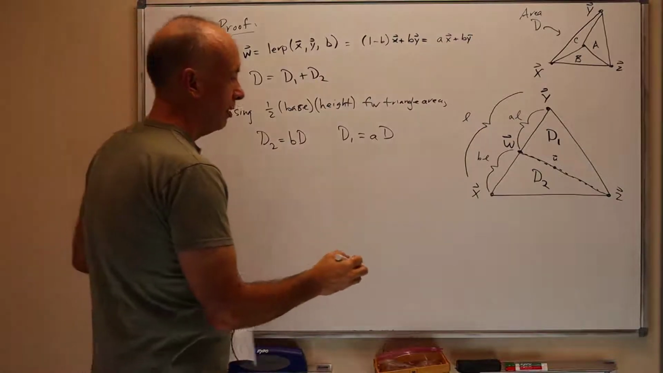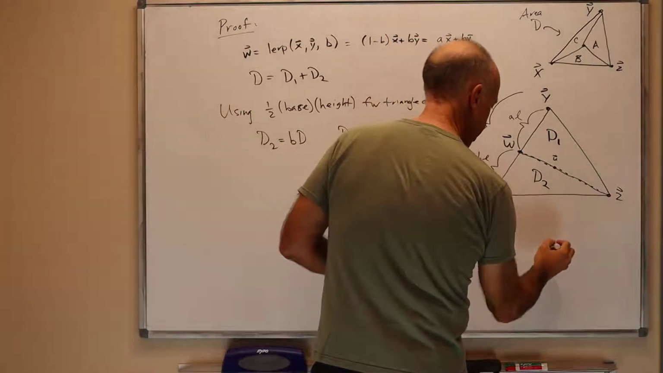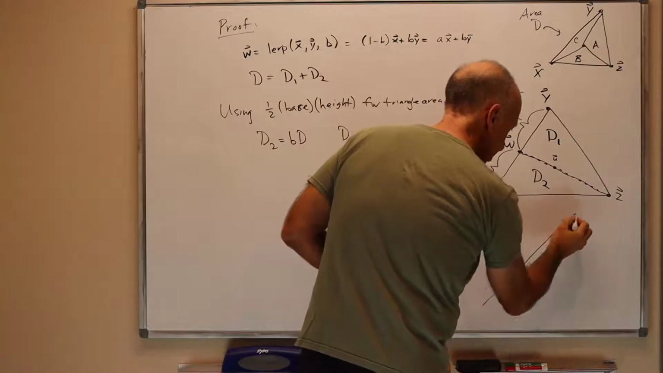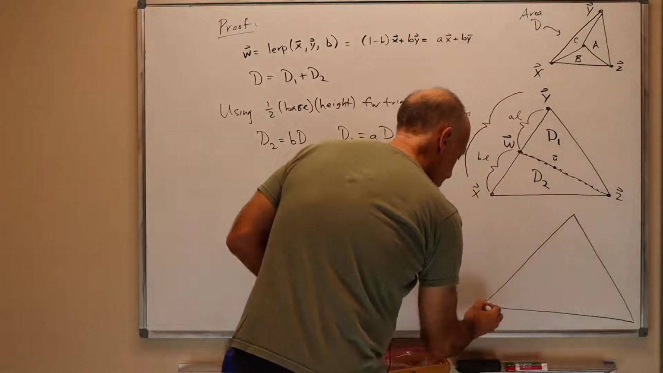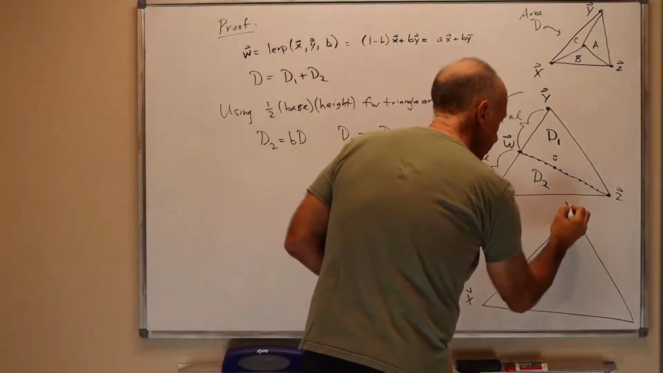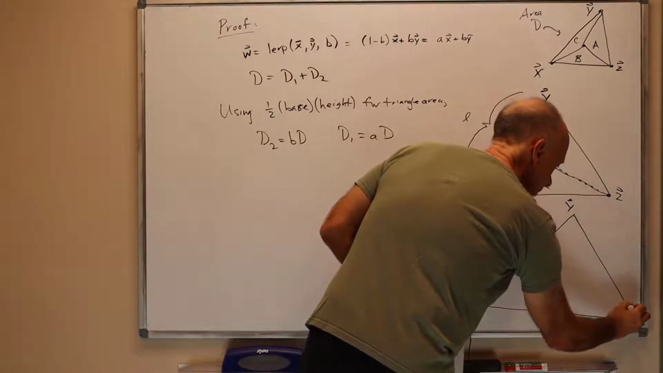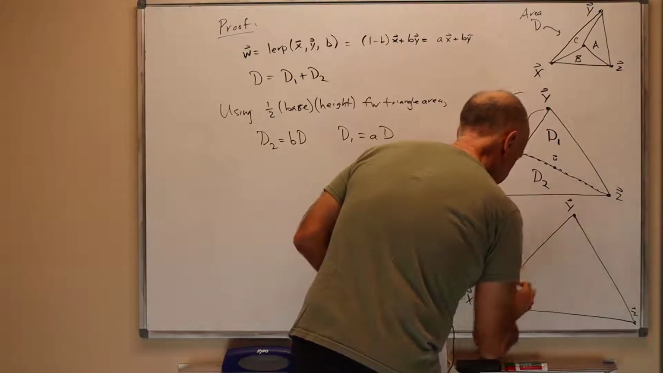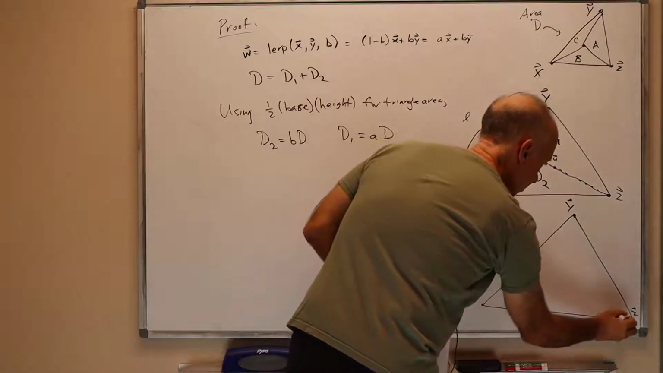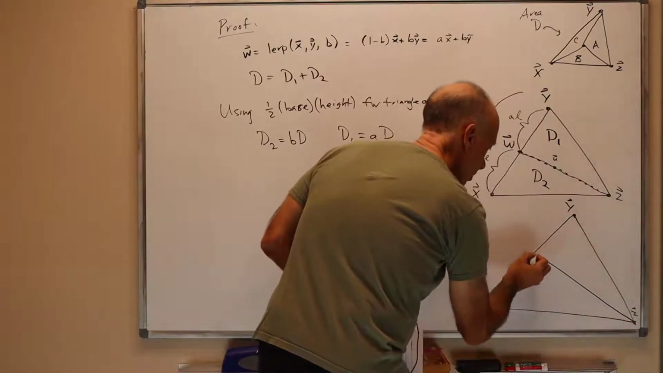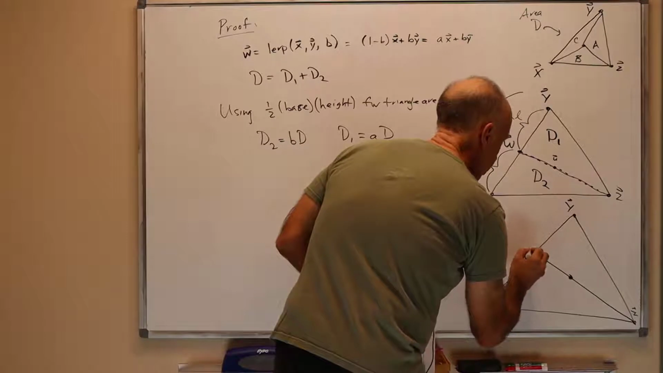So for the second part of the construction, let's draw another picture here. Here's the same triangle again, with vertices X, Y, and Z. And now we have still the line through U and W.